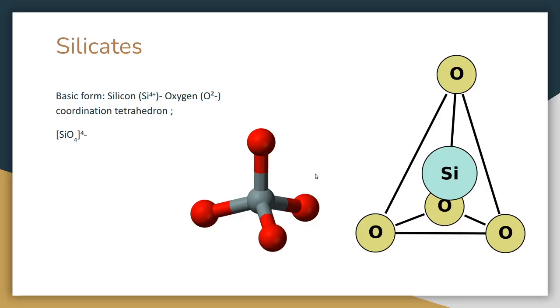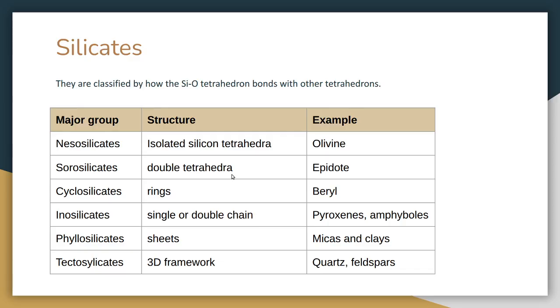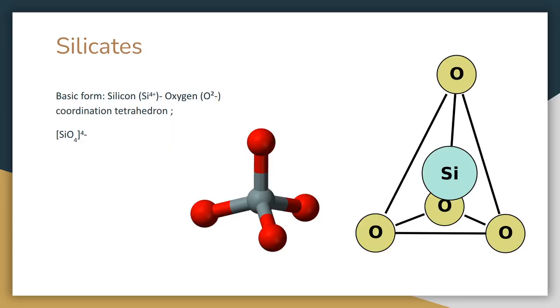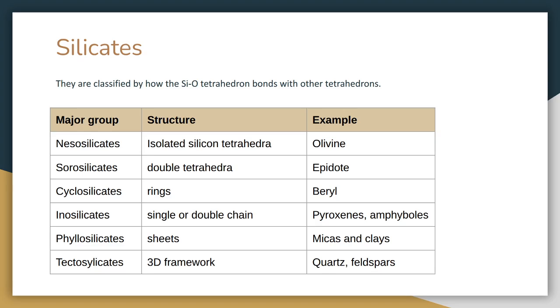For more information about why it forms this way, you can look at the Pauling laws. However, how they bond is different. Imagine in a rock we have lots of these. How they bond between each other is the first classification between these types of minerals.